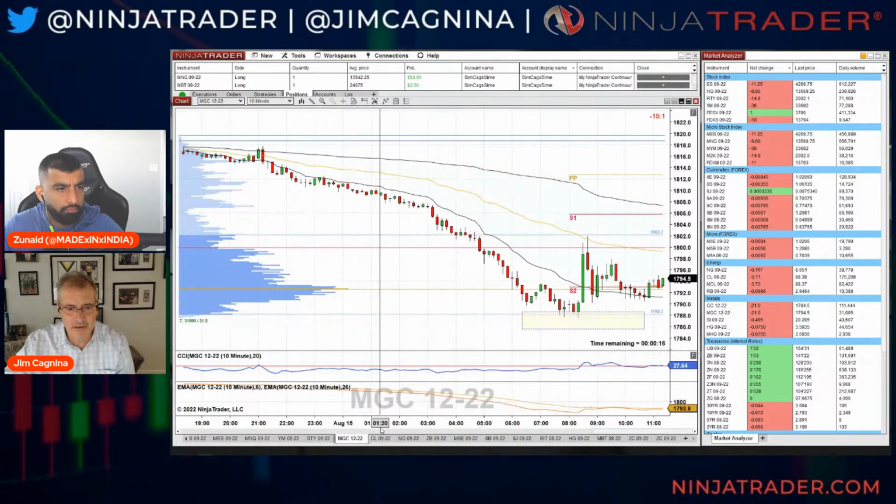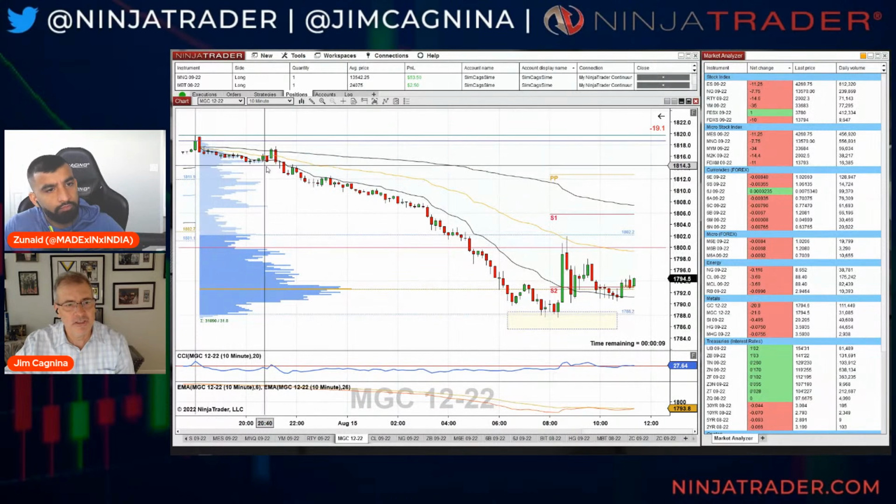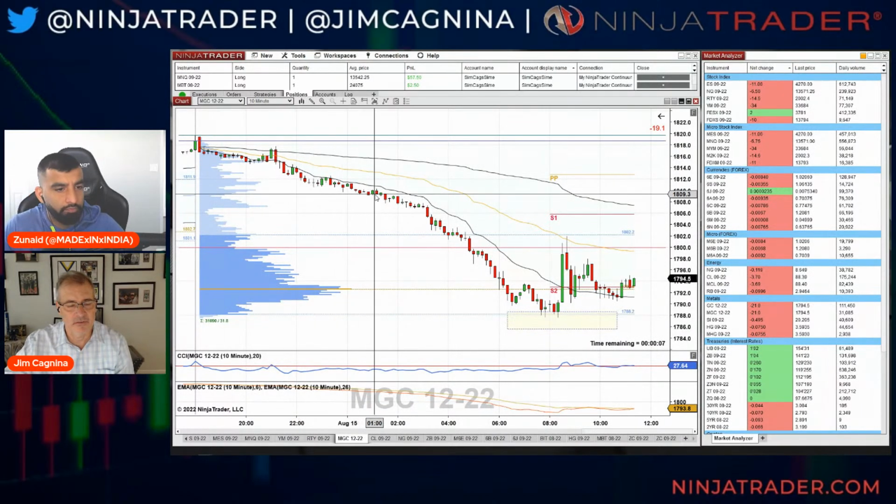Gold was interesting today, and I'll tell you why. This is the micro gold futures contract, and these are a whole bunch of what I call baby bars. They're small.